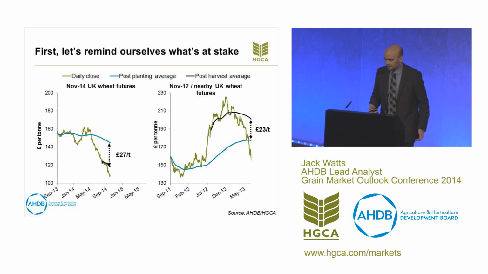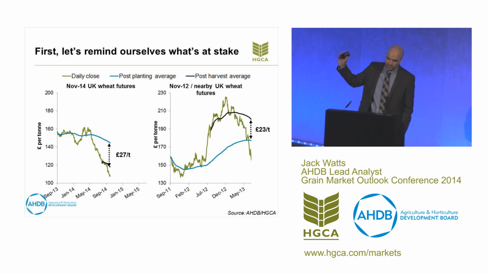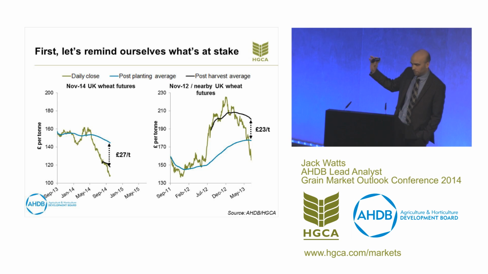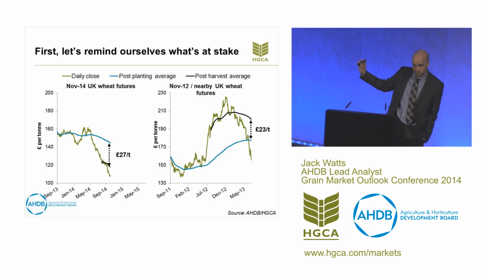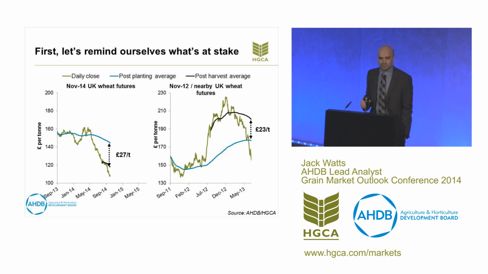Just before we really get into the guts of the outlook, I just really want to remind ourselves what's at stake here. And I really want to take you through very quickly what I would call volatility in action. The graph up here is basically looking at November 14 feed wheat futures over the last year, essentially since that subsequent crop got planted. With that graph, we're tracking a post-planting moving simple average and a post-harvest simple average, two very achievable averages depending on the type of strategy a seller in this state of case is going to take. But look at the variation between the two. At last count, £27 a tonne between two very achievable averages.